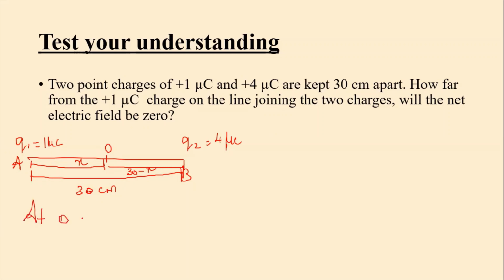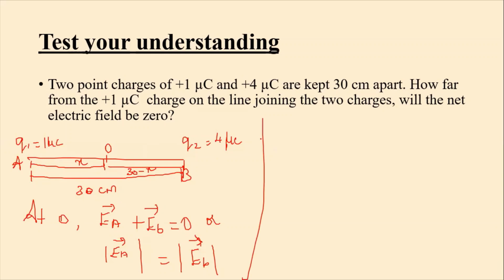Okay. So now, at this point O, what should happen? The value of EA plus EB should be equal to 0. Electric field at this point should be equal to 0. That is, modulus of EA vector should be equal to modulus of EB vector. Okay, this is the vector symbol. And the direction of EA and EB should be mutually opposite to each other.